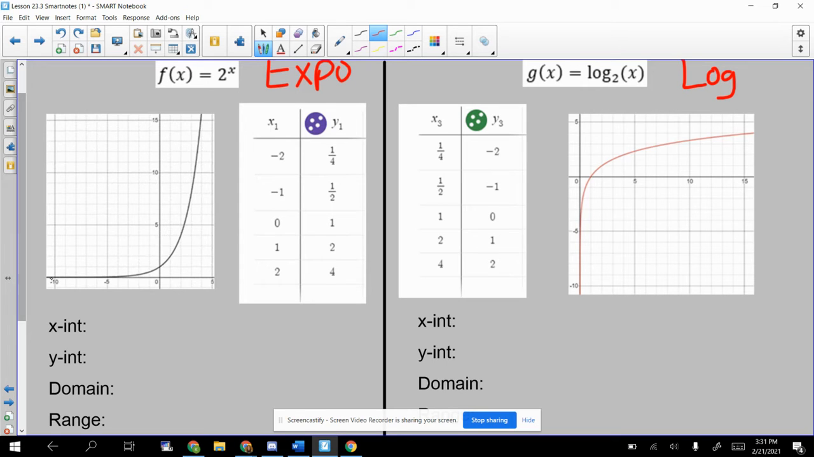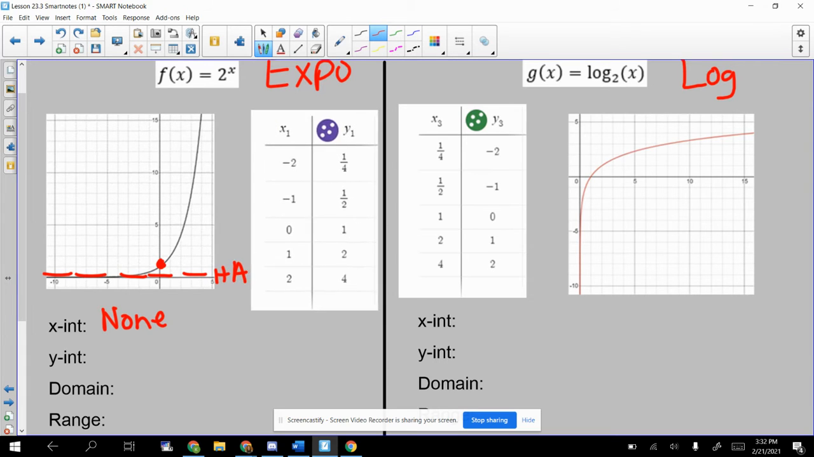Remember, when we talk about exponential functions, we have a horizontal asymptote. So maybe we'll just write HA there for horizontal asymptote. And so there actually are no x-intercepts, so we would put none. And then our y-intercept, we can tell, is here at 0, 1, or you can see that here as well. So our y-intercept is at 0, 1.